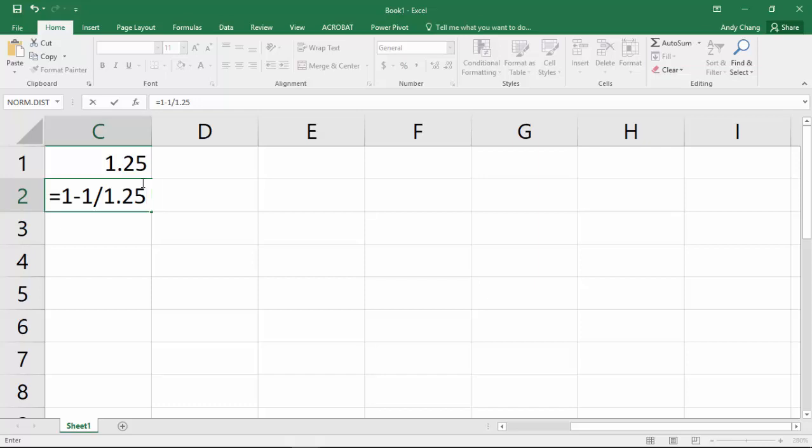You can use Excel to also help you find 1 minus 1 over 1.25 squared. You use the shift and 6 key, which gives you the caret for the exponent. This gives you 1 minus 1 divided by 1.25 squared. It will do the 1 divided by 1.25 squared first, based on the order of operations. So this part will be done first, and then it subtracts this number from 1. If I hit enter, I get 0.36.